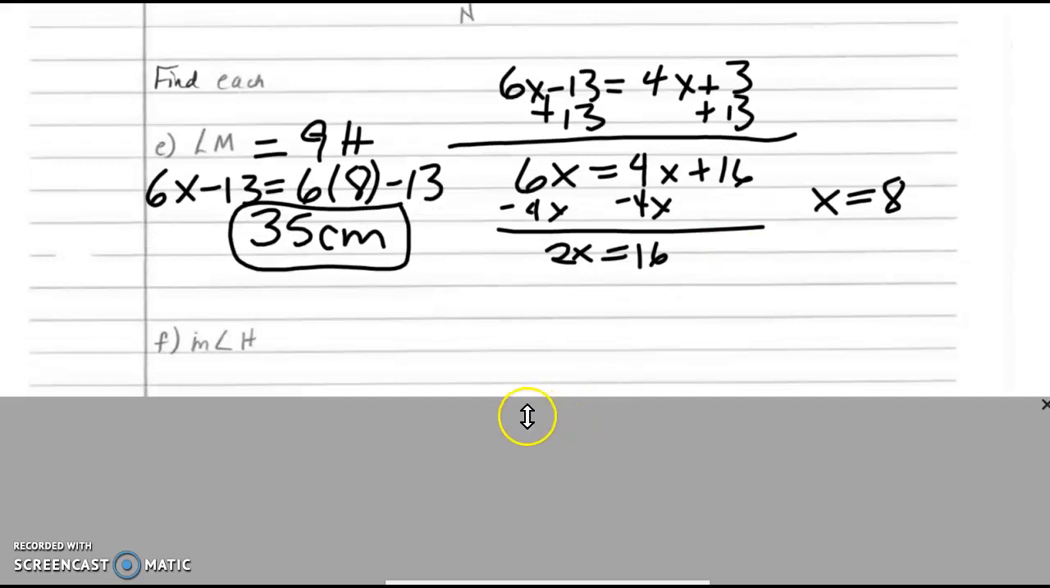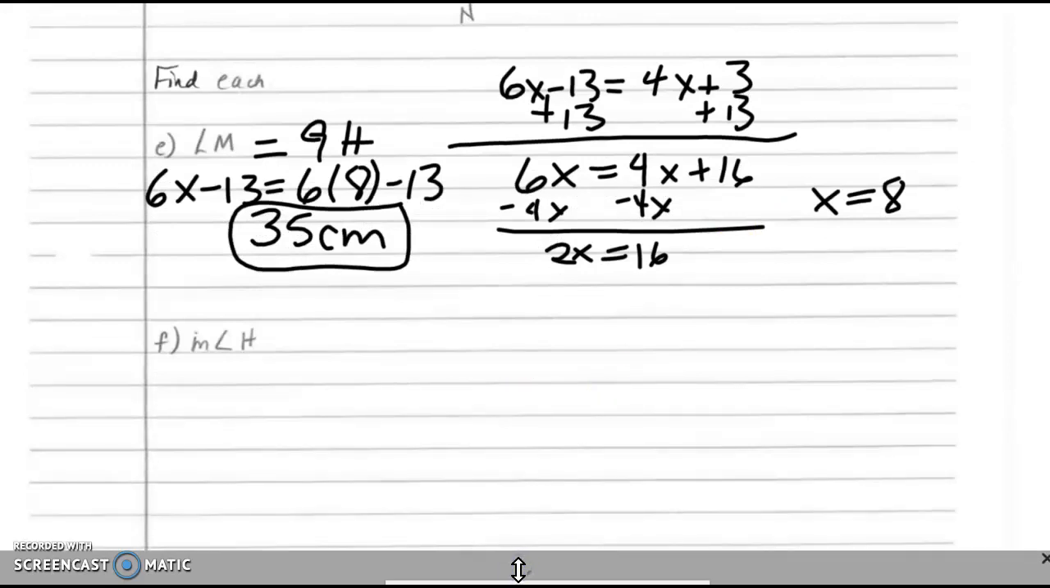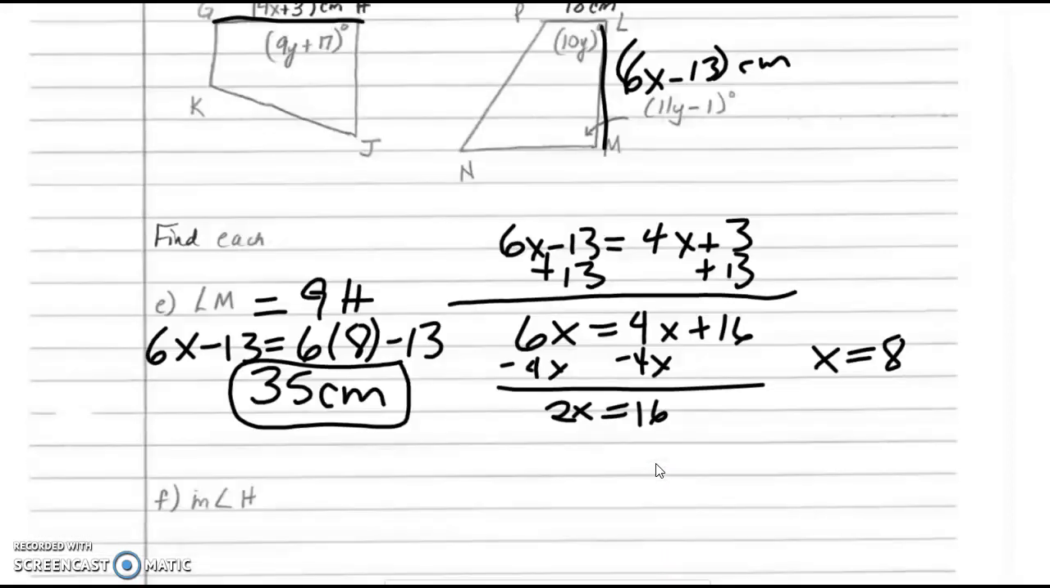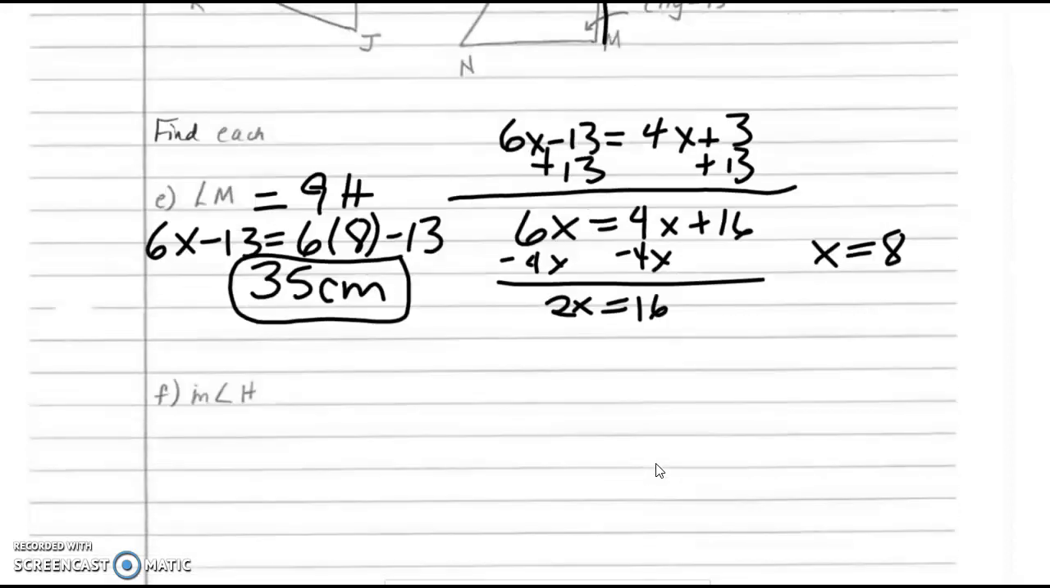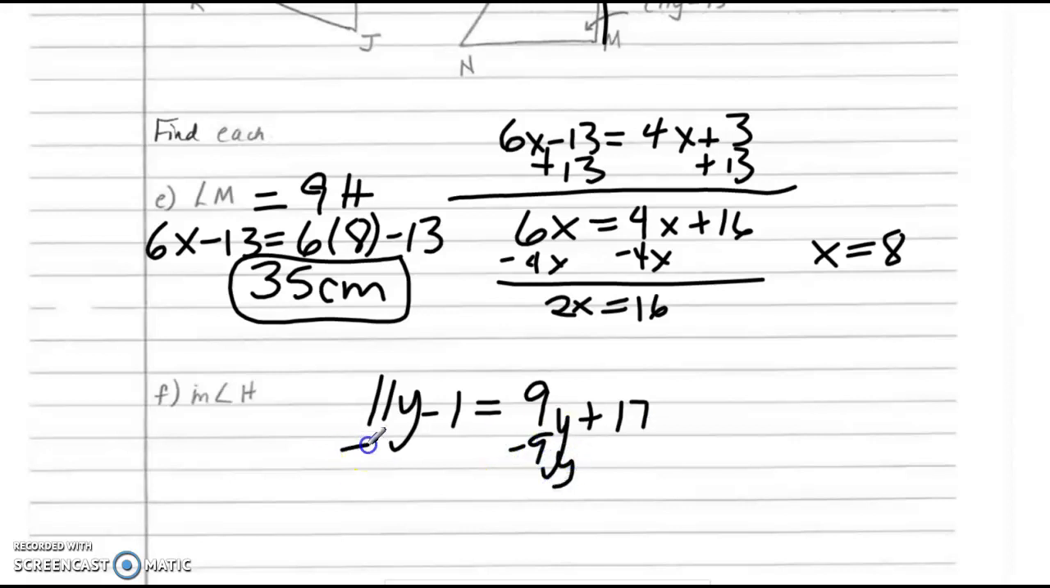So Taylor, what do I need to do here? Okay. And do what? Equals 9y plus 17. Okay. So Audrey, what do we do first? I'm going to subtract 9y from 11y. And we get 2y minus 1 equals 17.